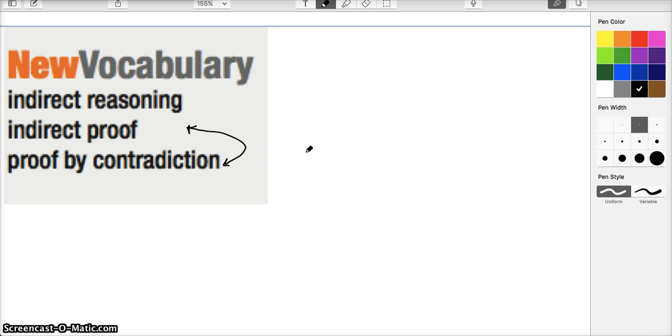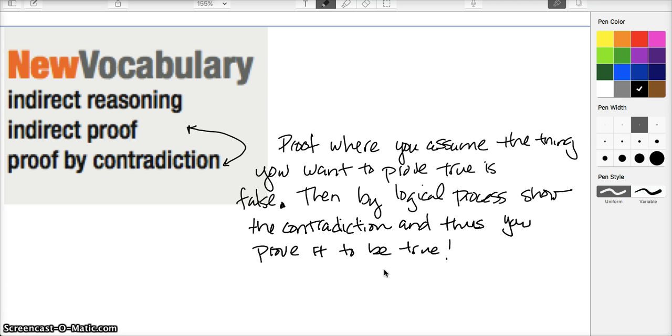these guys are both the same thing. An indirect proof is when you use indirect reasoning, where you start with the idea that the thing you're trying to prove is false. You say, okay, let's say that's not true. Then you use logical conclusions to show a contradiction, which then proves the thing that you assumed was false is true. So again, the indirect proof and proof by contradiction is a proof where you assume the thing you want to prove true is false. Then by logical process, you show the contradiction and thus you prove it to be true.